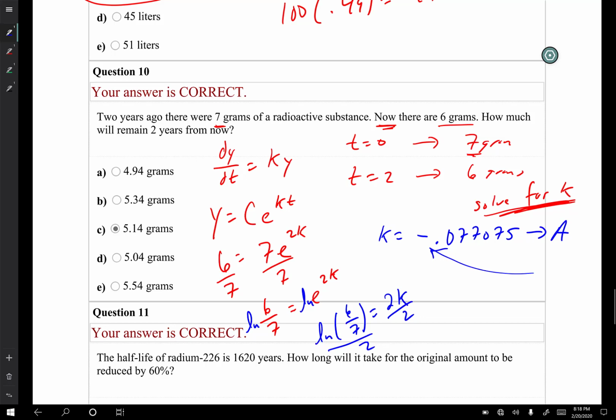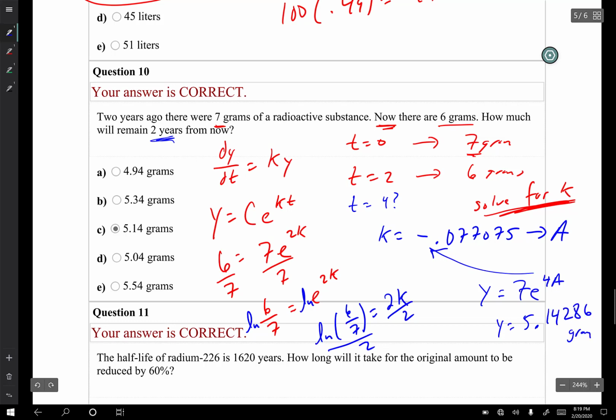All right. So now here, every time you see the letter a, I'm using that. So here we go. How much do I have in 2 years from now? So that means t equals 4. T equals 4 question mark. So I'm going to write y equals the initial amount, 7, e to the 4a. So 7 times e to the 4 alpha a. And I get 5.14286 grams. There it is, guys.